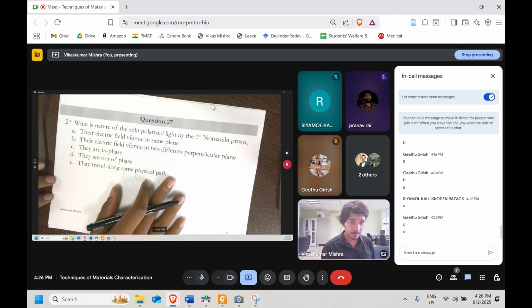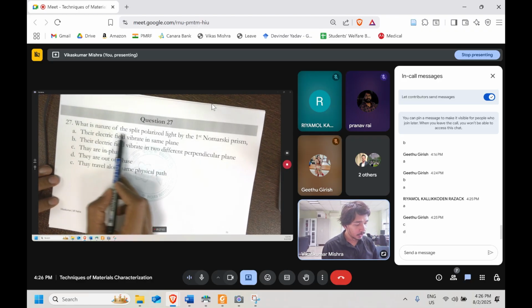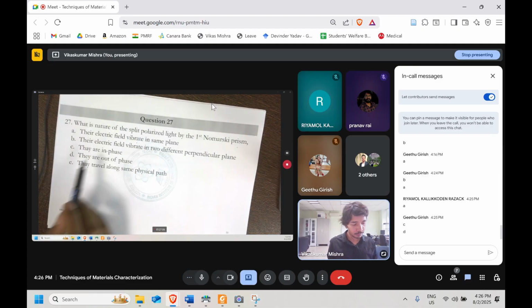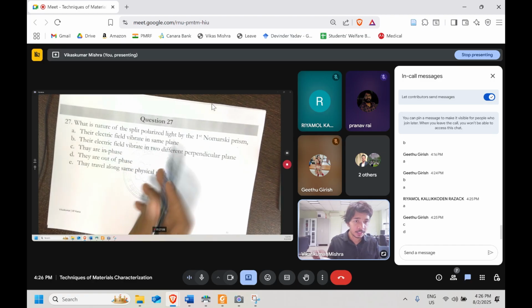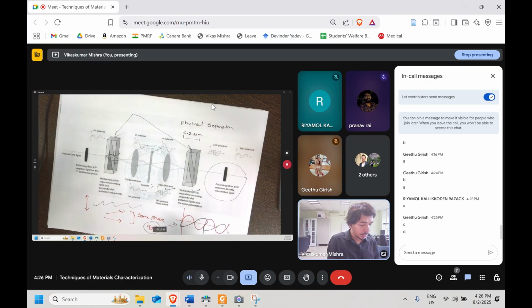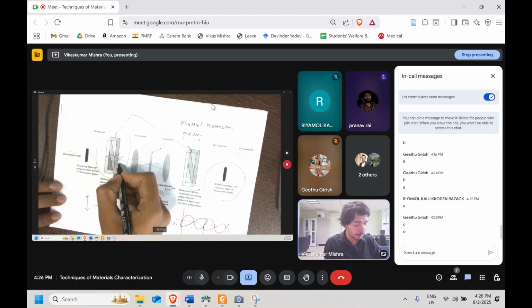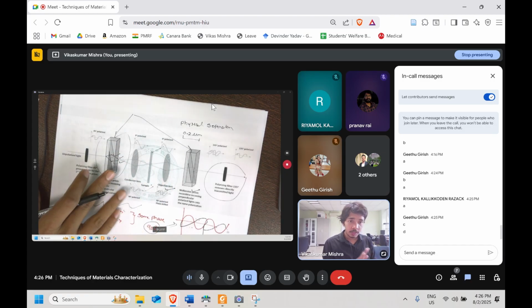Now question number 27. What is the nature of the split polarized light by the first Nomarski prism? See, now what they are saying is that after the Nomarski prism you got two beams. What is their nature?